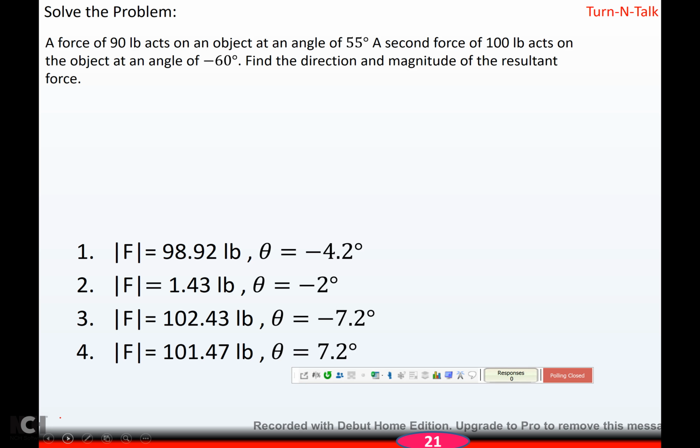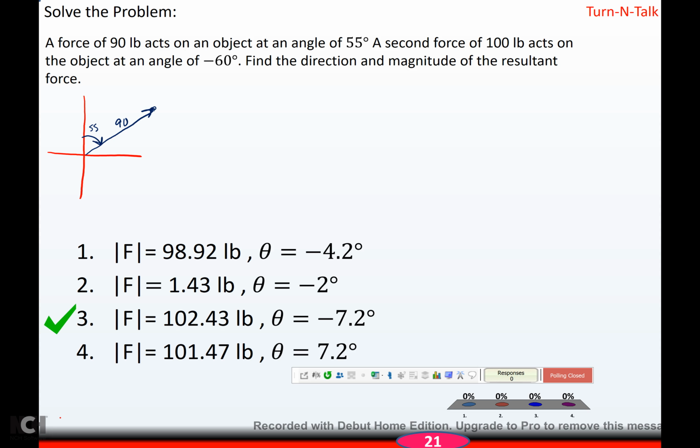You try this one. Hit pause. Come back when you're ready. And hopefully you got three. All right. So it says a force of 90 pounds acts on an object at an angle of 55 degrees. Okay, so we got our axis. Switch colors. We've got 55 degrees from this way, and it's got a force of 90 pounds.